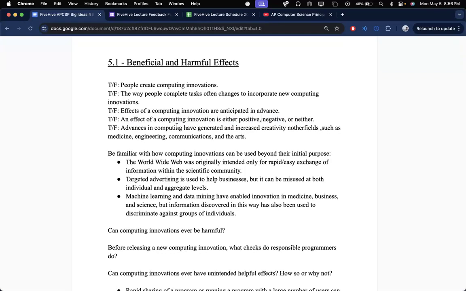I'm trying to make these more engaging a little bit, right? So instead of just brainwashing, true, true, true, true, true, I want to throw something in here a little bit. All right, true or false? Advances in computing have generated and increased creativity in other fields, such as medicine, engineering, communications, and the arts.